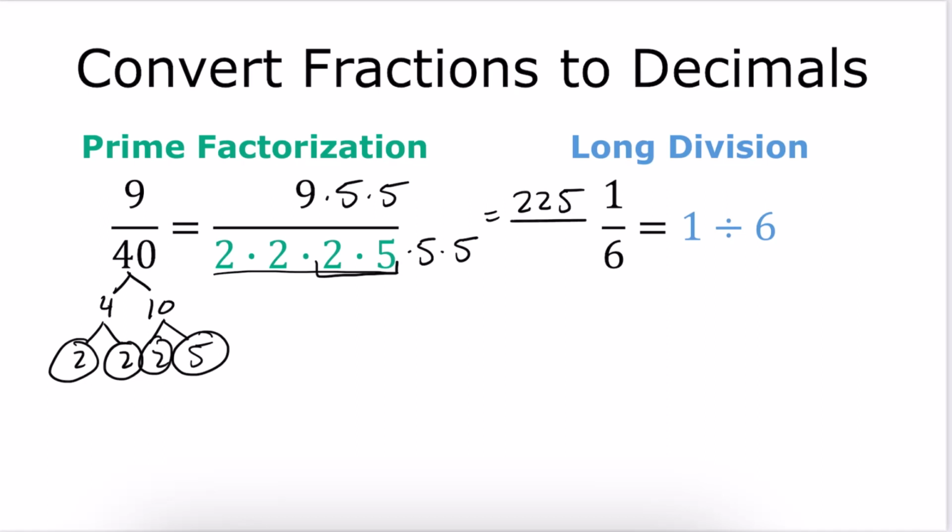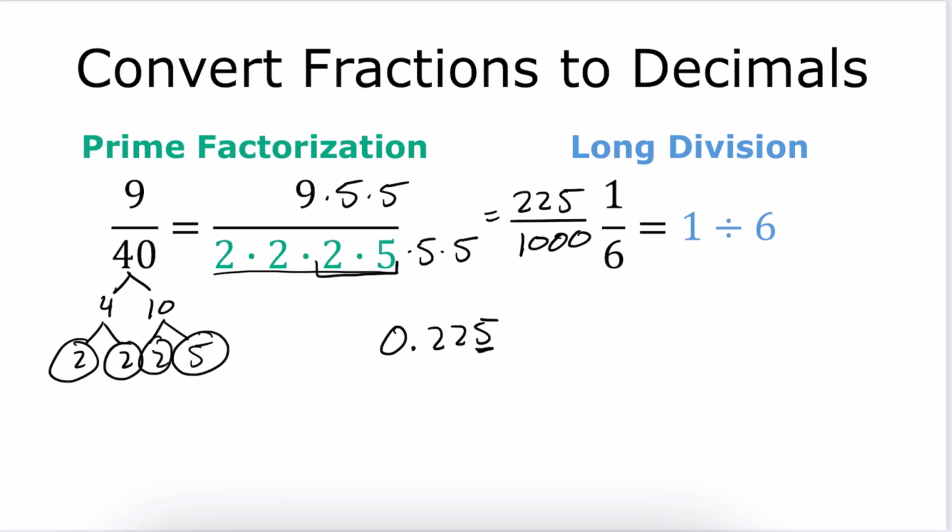And then in the bottom of my fraction, I have 3 10s multiplied together because I have 3 pairs of 2 times 5. So I'll have 1,000 in my denominator, which means that 9/40 equals 0.225 because the 5 is in the thousandth place value. So that's how I would do this with prime factorization.